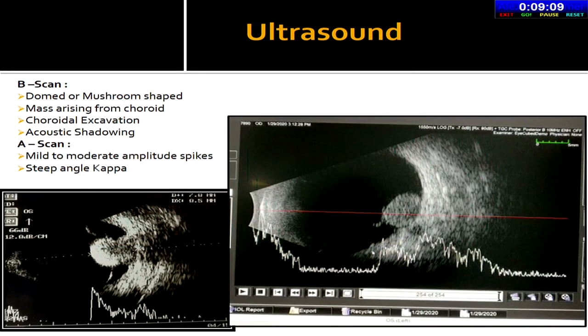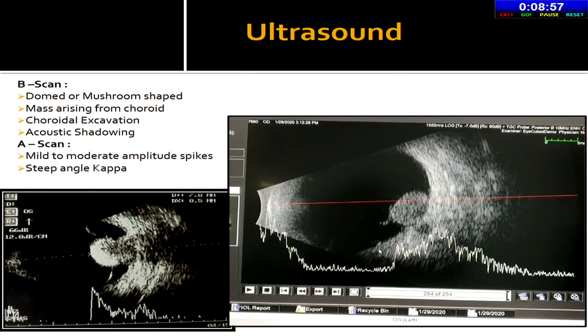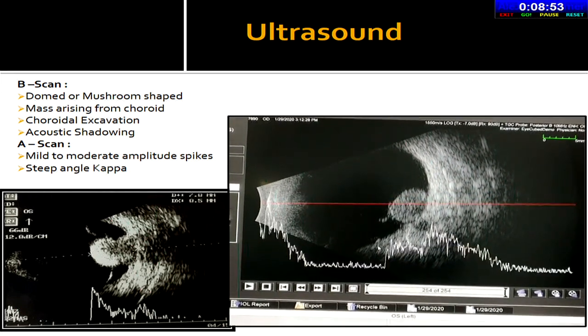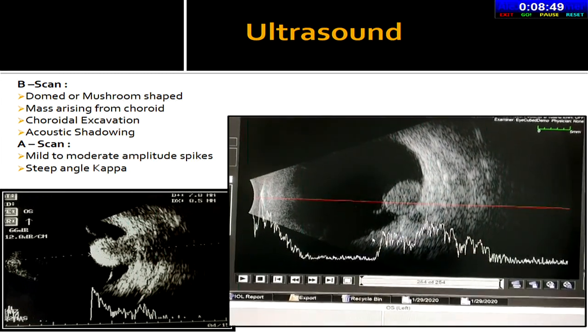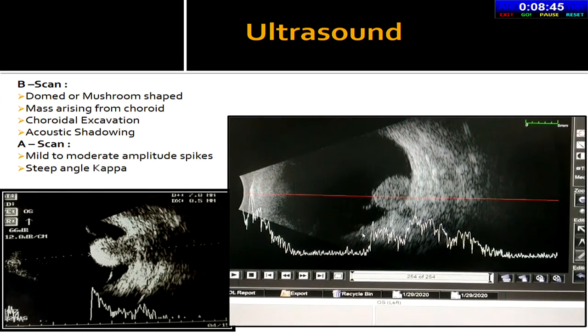So one of the important diagnostic tools here is ultrasound, the A and B scan. Here you see very characteristic features with low to moderate amplitude spikes because of the homogeneity of the mass. And then you have a steep decay of the internal reflectivity, and you have got a choroidal excavation and acoustic shadowing. So this is a very typical sign of a case of choroidal melanoma.